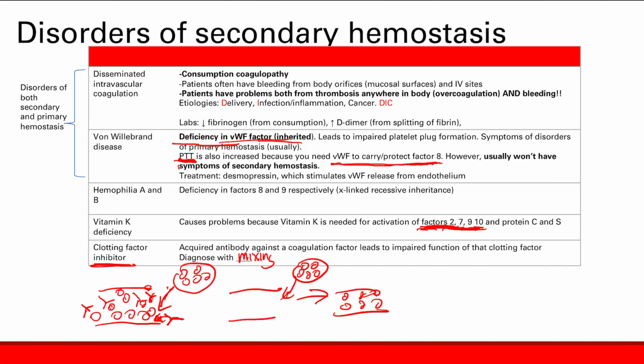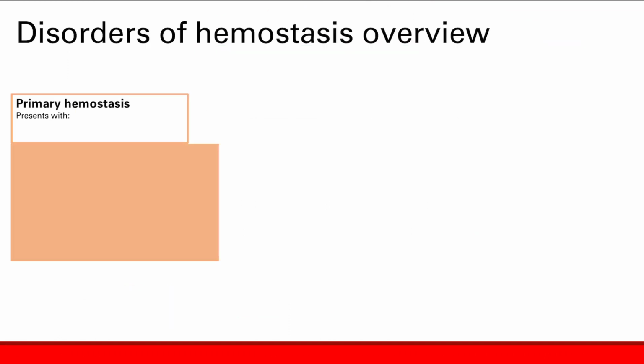Okay, so again, these are secondary hemostasis problems with the clotting factors. These two here are disorders of both secondary and primary hemostasis, and these are just missing stuff. You're missing factors 8 and 9. You're missing vitamin K, so you don't get activation. And this one, you have an inhibitor that inhibits clotting factor function. So now this is a whole overview of what we just talked about.